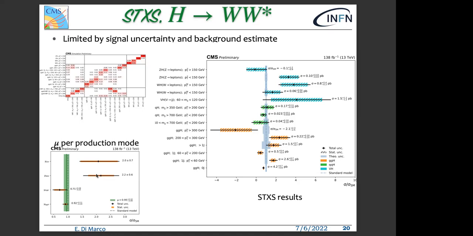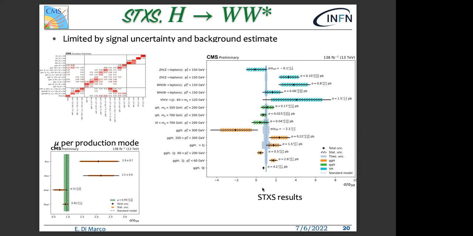So you have two competing things here. You have a larger branching ratio, so higher rate, but also higher background. So at the end, the sensitivity, the precision in this channel, is similar to gamma gamma or ZZ. And you can see here that for the first time, we also have results on the simplified template cross section in this mode, profiting from the large statistics.